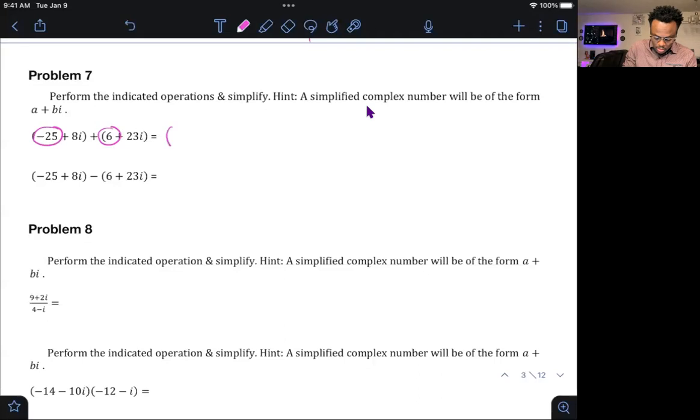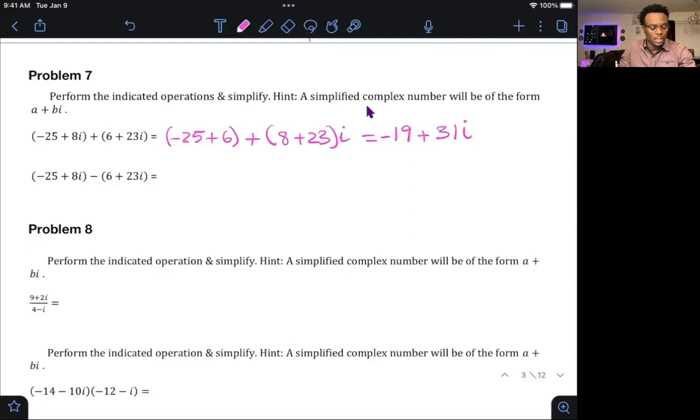So that is negative 25 plus 6, plus the terms with i, 8i plus 23i. So when you perform this, this will be negative 19, plus 31i.